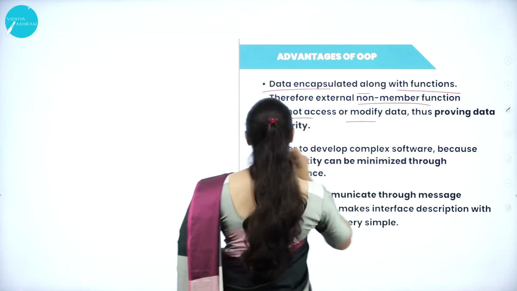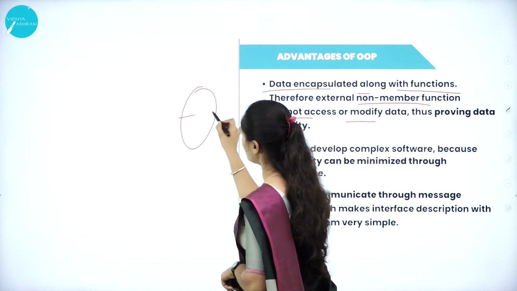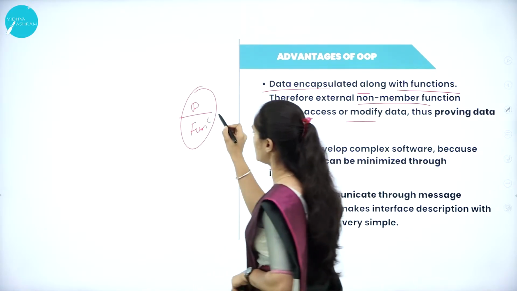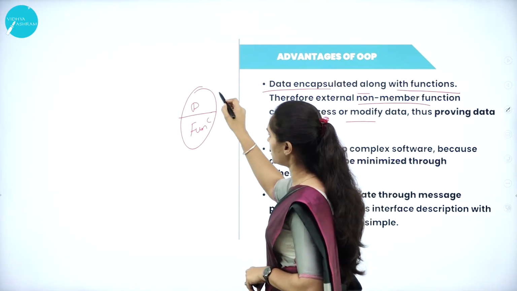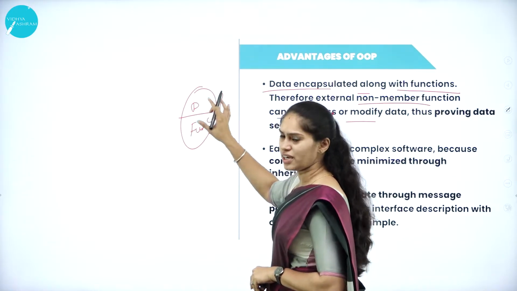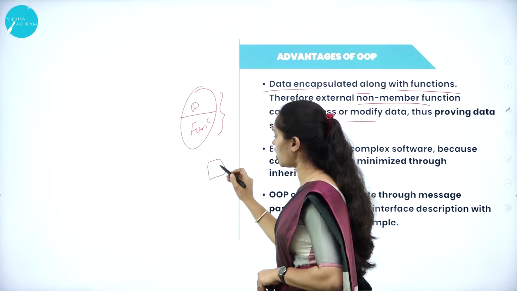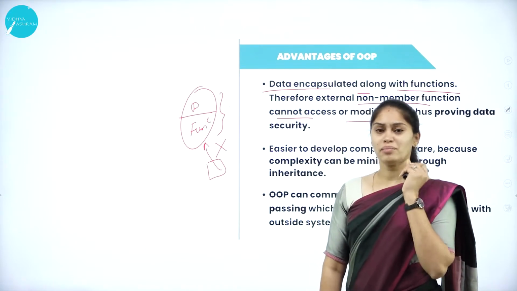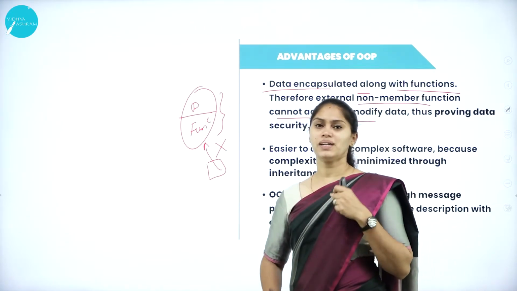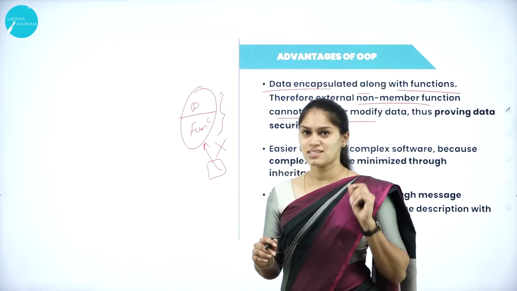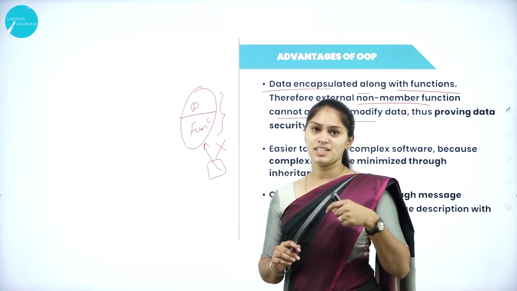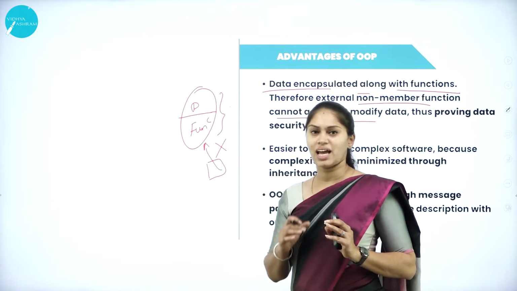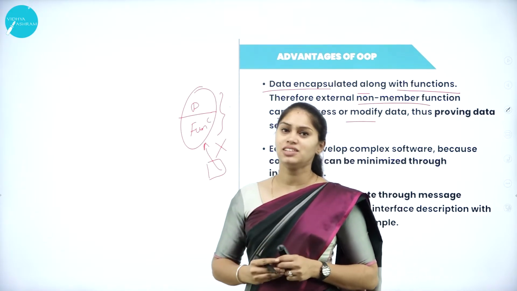If you consider this as an object, it comprises data and also functions, right? So data and functions are bundled together as a single unit. If I want to access it from the outside, it will be restricted. A non-member function, which is not a member of that particular class, cannot access that data. If it is not possible, then there will be security for the data. Confidentiality can be maintained, and there will be privacy for the data.